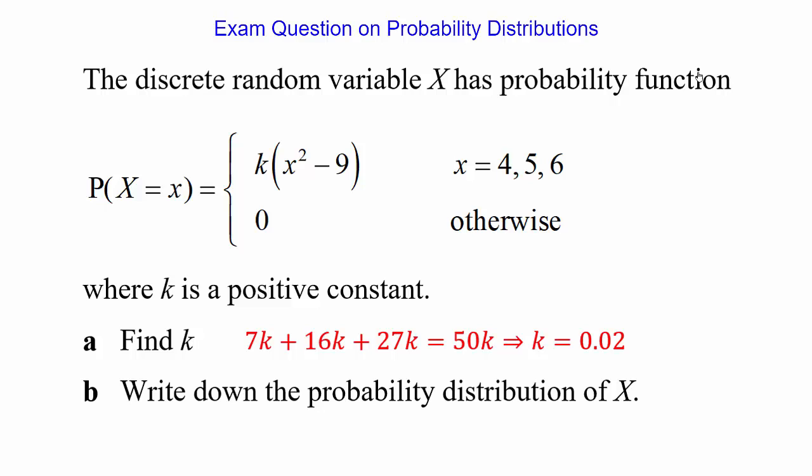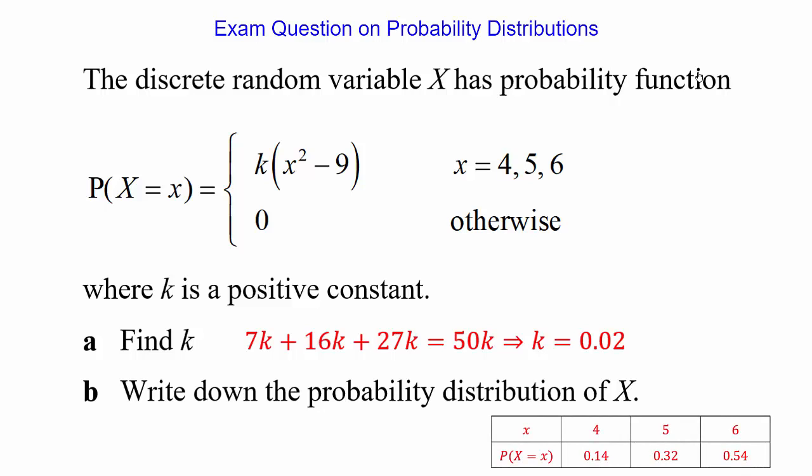Sorry, 0.02. The probability distribution then, feeding that back in and writing down our table, gives us x values of 4, 5, or 6 with probabilities of those ones there. It is well worth checking when you do that, do your probabilities add up to 1, which of course they should do. If they don't, you know you've made a mistake, go back and look at it.